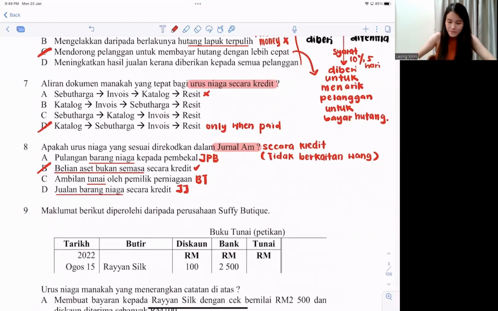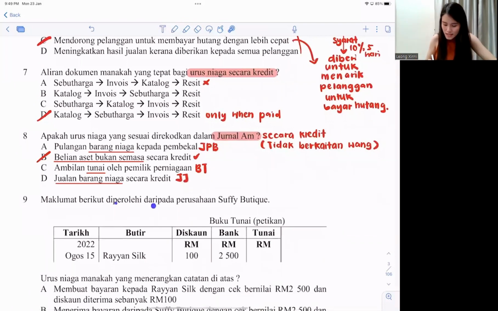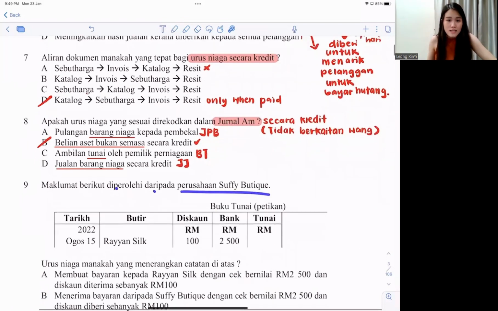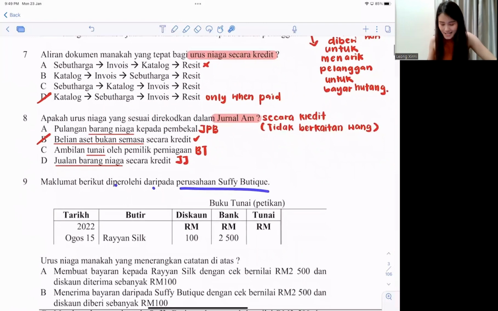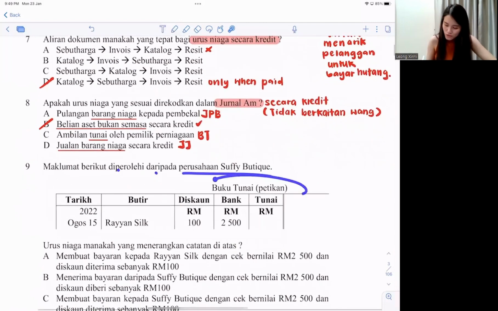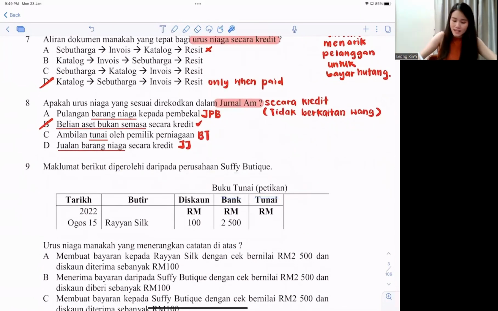Okay, now question 9. Maklumat berikut diperolehi daripada perusahaan Sufi Boutique. Okay, now so they gave the buku tunai, and this is obviously the left side of the buku tunai, which is a debit, positive side. And on August 15, we see a Ryan Silk with discount and bank. Now what we can see here is that Ryan Silk is paying their hutang. They are your pelanggan.